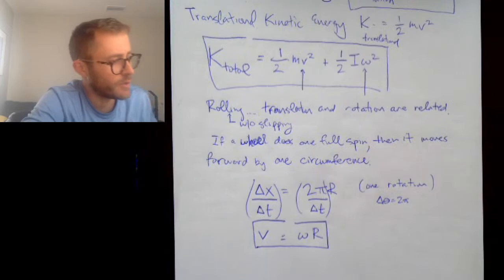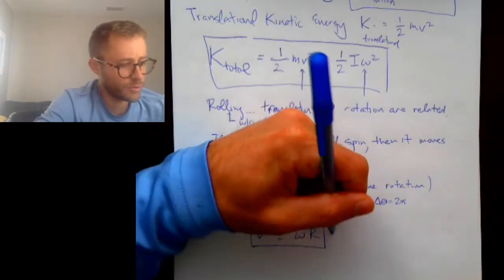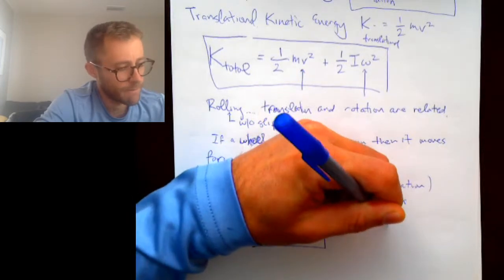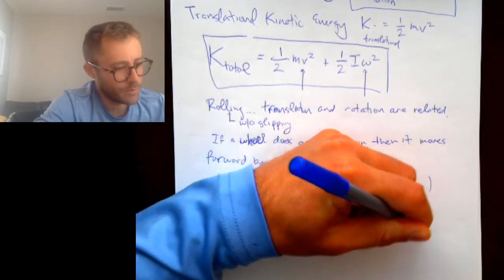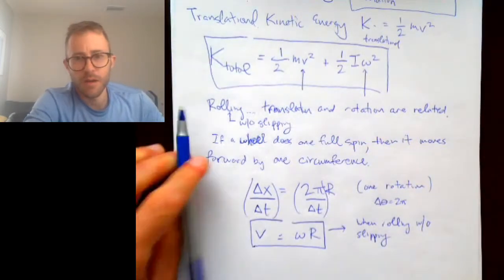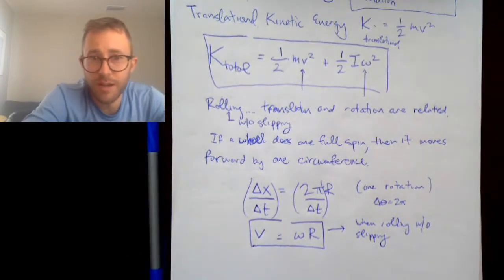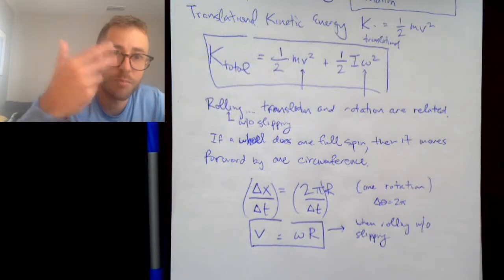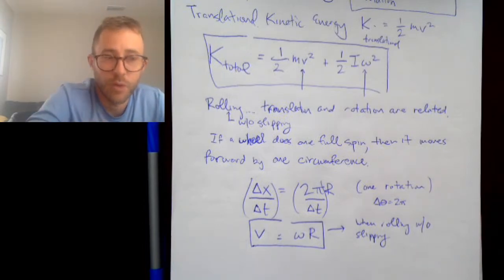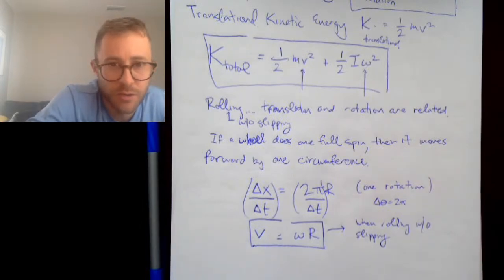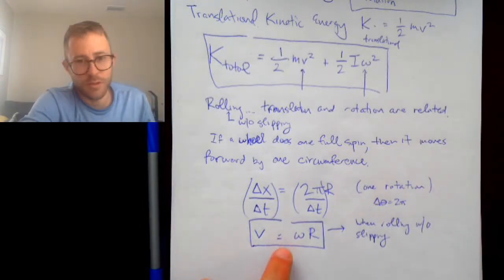And it's important that this is rolling. So this equation is true only when rolling without slipping. Okay. You can be rolling while slipping. So for example, in a car, you could peel out, or you could skid or drift in a car. Okay, and in those cases, this relationship will not be true.